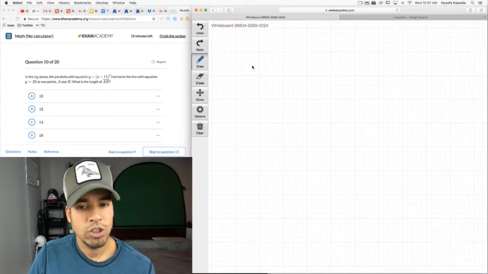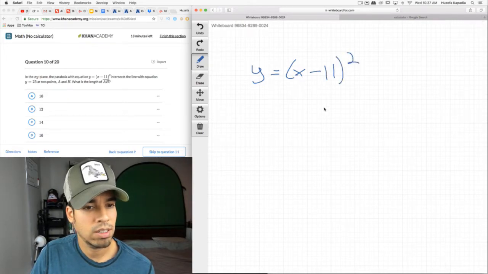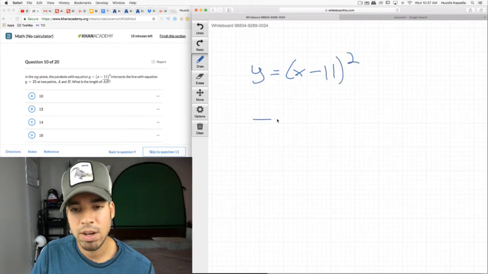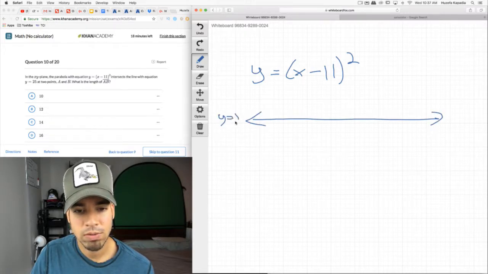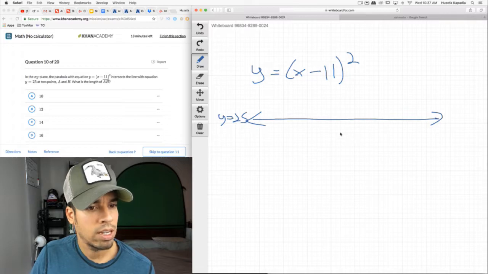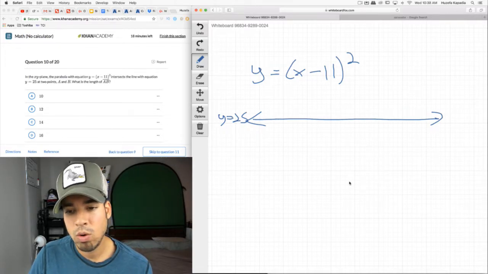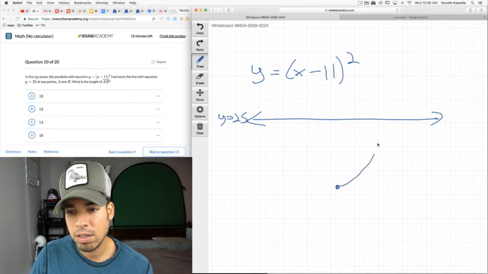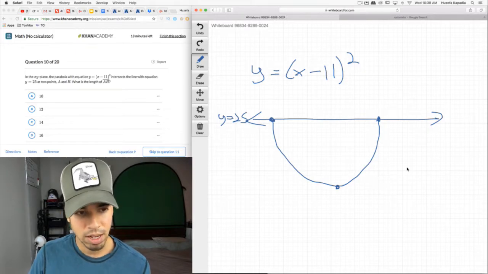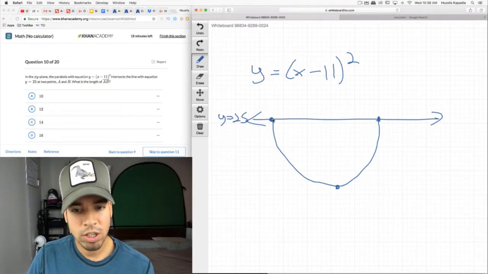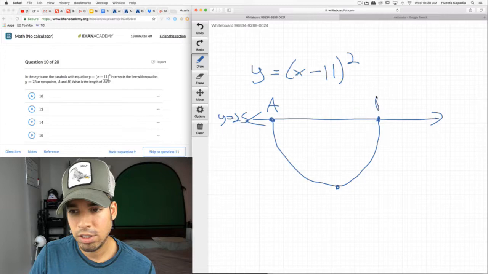The parabola with the equation y equals (x minus 11) squared intersects the line with equation y equals 25 at 2 points. So here would be my line y equals 25. It's a horizontal line. 2 points, A and B. What is the length of AB? Okay, well, this is a parabola that goes up, and it's going to probably intersect it like this. This just gives us a frame of reference. You don't have to draw this out. But the question is, it intersects here and it intersects here.